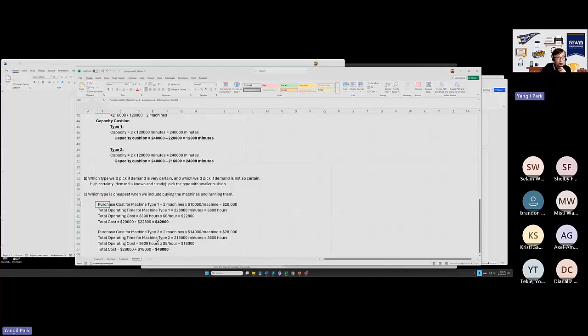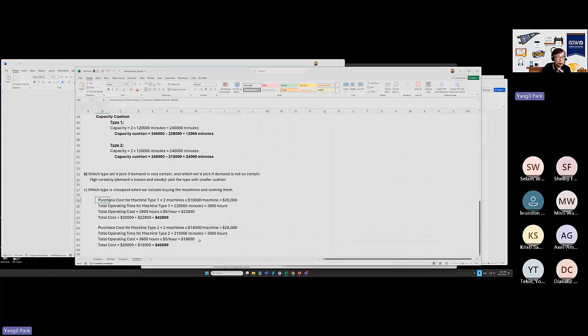Same thing for type 2. Okay. Finding out purchase costs and also finding out operating costs. Add them up. Then you can compare the total cost for type 1 and type 2.